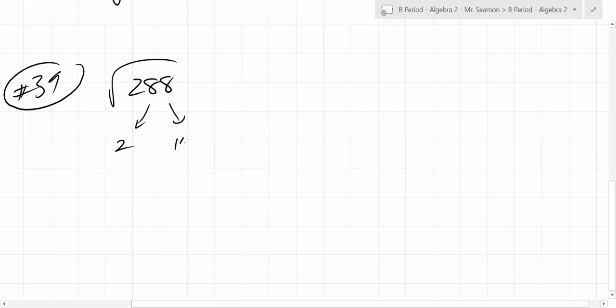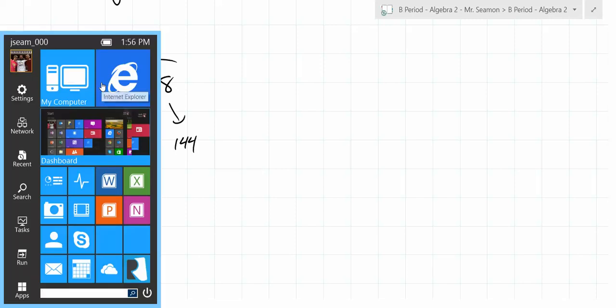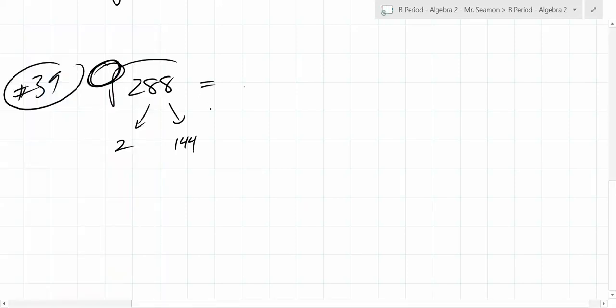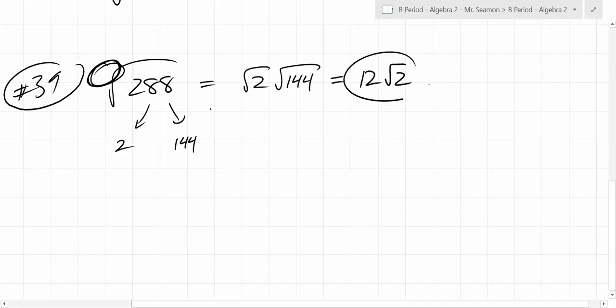2 and 144. Oh, well, we're looking for a square root, right? So we're looking for a square factor. Did we already find one? Yeah. Oh, sorry. So what is this going to equal? The square root of 2 times the square root of 144. But what is the square root of 144? Yeah, it's 12 root 2. You're done. You're looking for a square factor if you're square rooting.